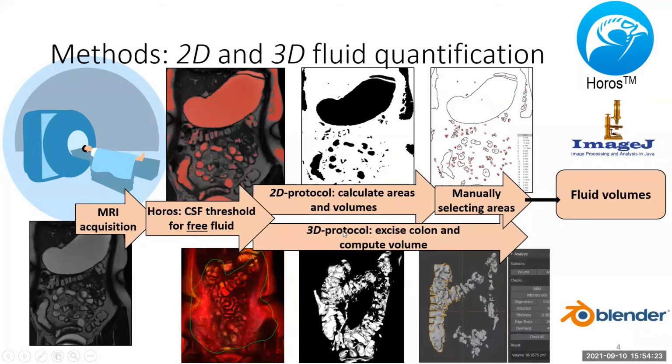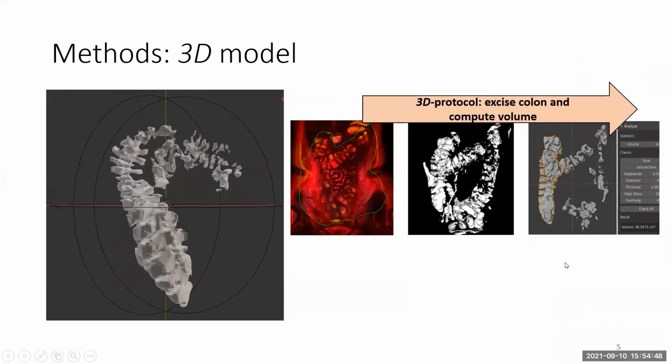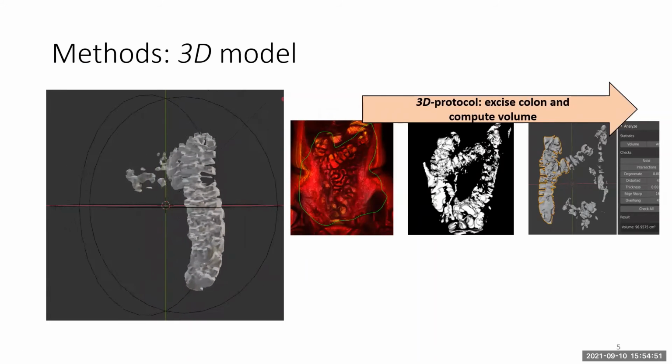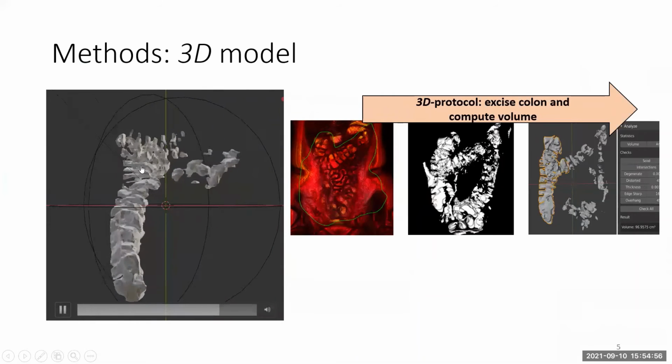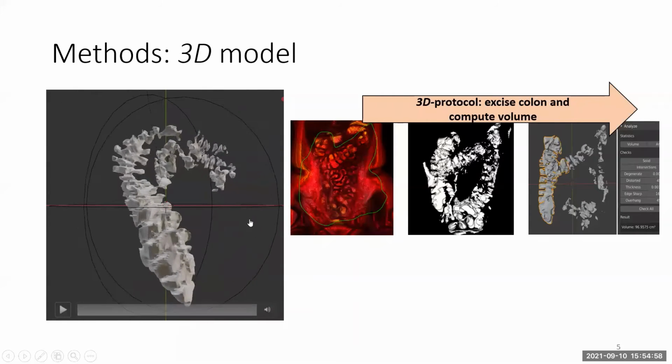We can also have a 3D protocol. So in HOROS, we would make a 3D model of the MRI dataset, and then we would cut out the colon and clean it up in Blender. And then it can calculate the volumes for us. So again, we would have individual fluid volumes for the entire dataset, but also data on individual pocket volumes. And this is a nice video of such a fluid pocket in the ascending colon. And you can see when it progresses to the transverse colon, it's more separate pockets instead of one big one.